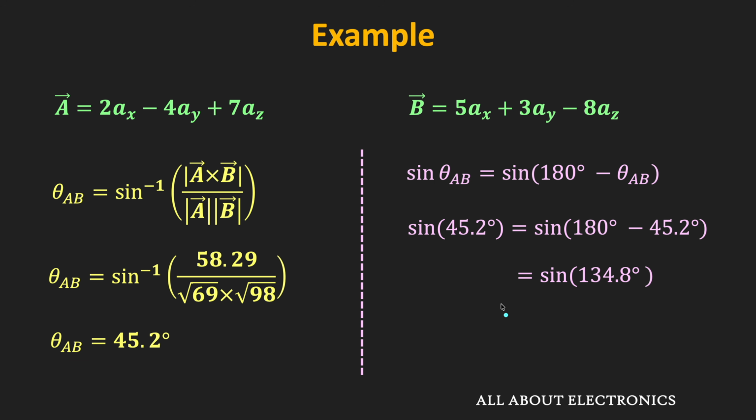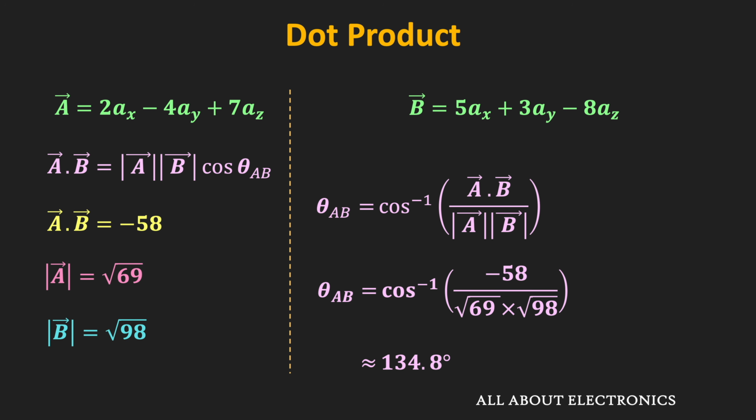That means the sine function can give us two results in the range of 0 to 180 degree, and that is why instead of the obtuse angle we are getting the acute angle. Moreover, here we are also taking the magnitude of this A cross B, so that will always be positive, and that is why instead of the obtuse angle we are getting the acute angle. But that is not the issue in case of the dot product.